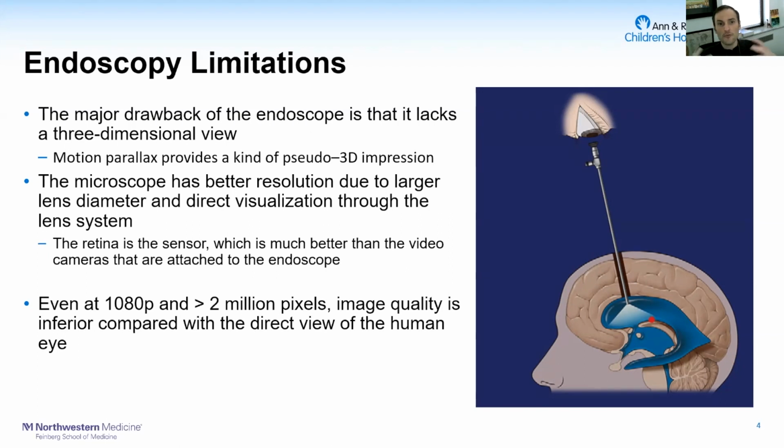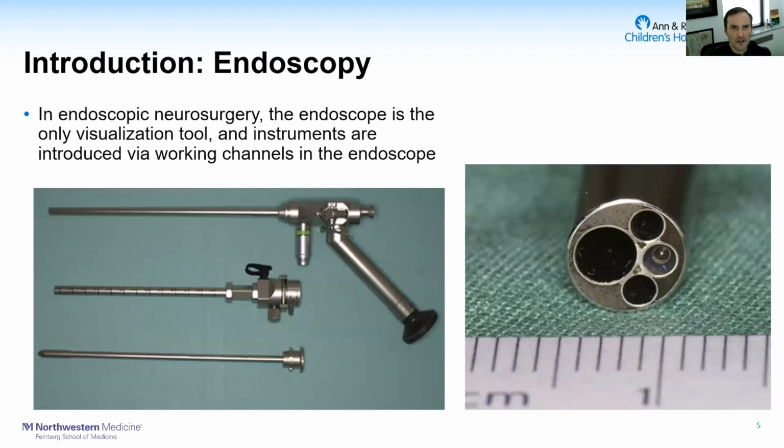And in this scenario, the surgeon's retina becomes the sensor, which is much better than the video cameras that are used for endoscopy. And even at modern, 1080p, 2 million pixel images, the image quality is still inferior as compared to the human eye in a microscope. However, they're getting better all the time, and we use endoscopy virtually every day in a lot of surgical scenarios.